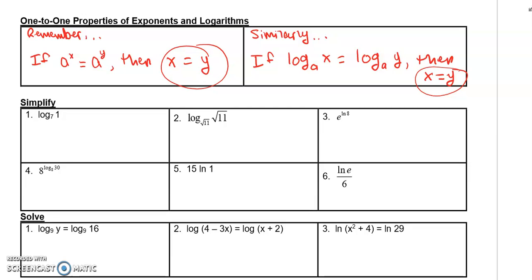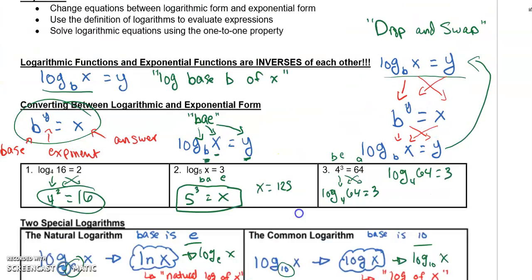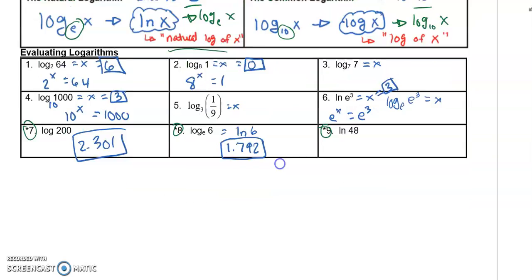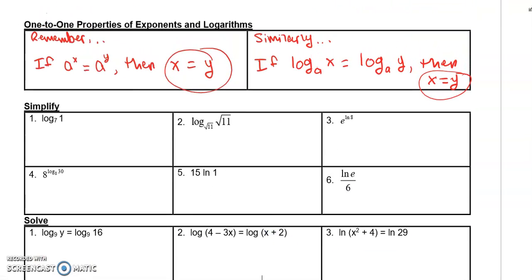Hey class, today's part 2 of lesson 4. This is on the back side of the notes from the last screencast with logs. It's 3.2. So second part, we're going to take a look at this one-to-one property. We're going to look at a lot of properties.